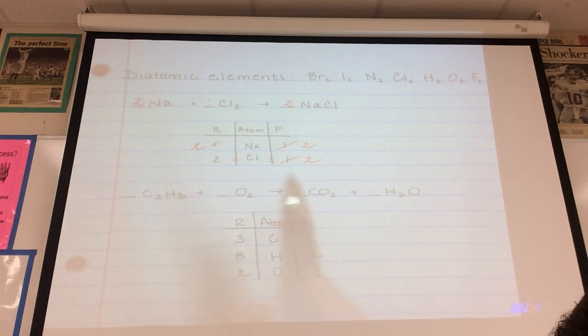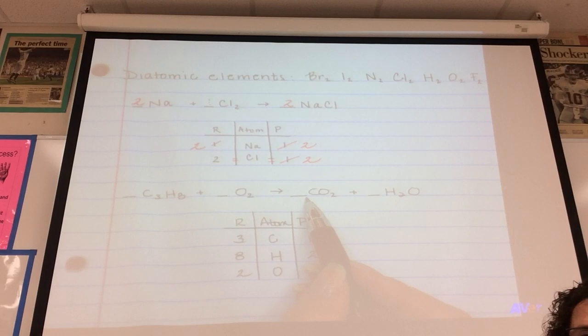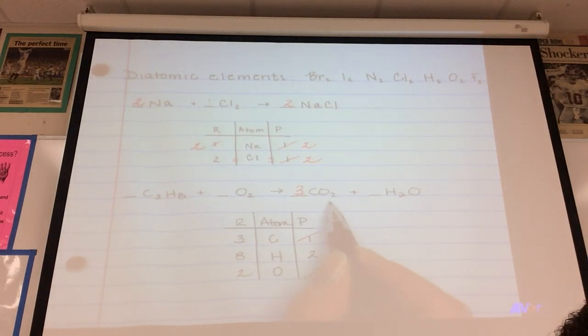So what am I going to put in front of the carbon dioxide? 3. Good job. Be careful with the oxygen. It's in multiple places. 3 times 2 is 6, plus 1 more is? Now balance the H. What times 2 is going to make 8? 4. And now be careful with the oxygen. 3 times 2 plus 4 is?